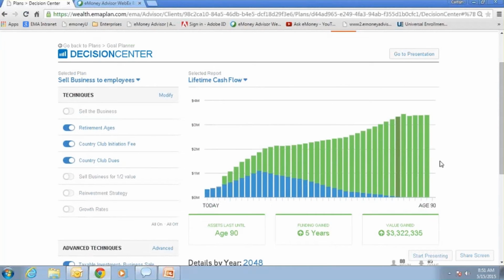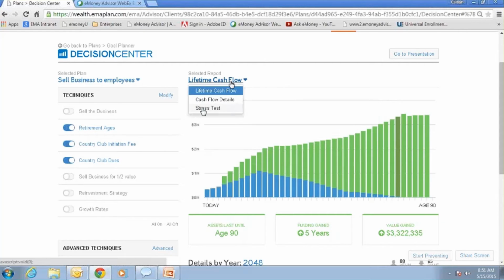Immediately, this looks like a great idea. So we've dropped that advanced plan in. We don't have to worry about only getting half of the value. We can still retire a little bit earlier. We can still join that country club. Looking at the last death year here, upwards of $4 million.